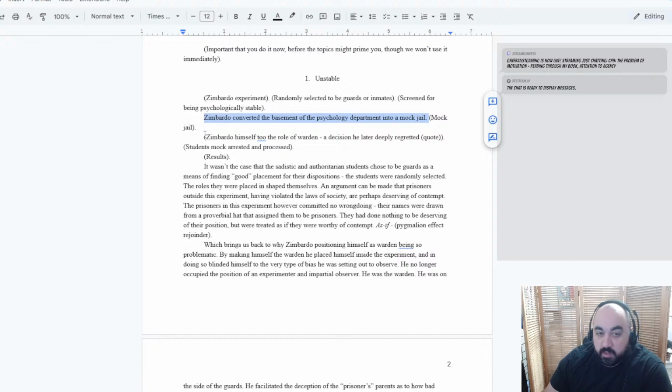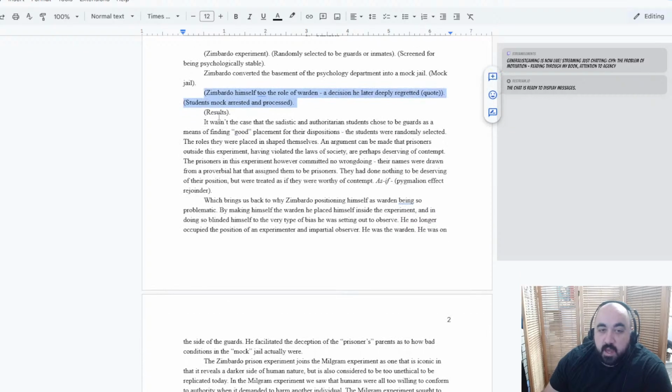But let's continue. Zimbardo himself gave himself the role of warden, a decision he later regretted, and the students are mock arrested, processed, and this type of stuff. And in the results, they found that eventually the guards were humiliating and debasing all the inmates after just a few days. Now, again, probably problems with this study.